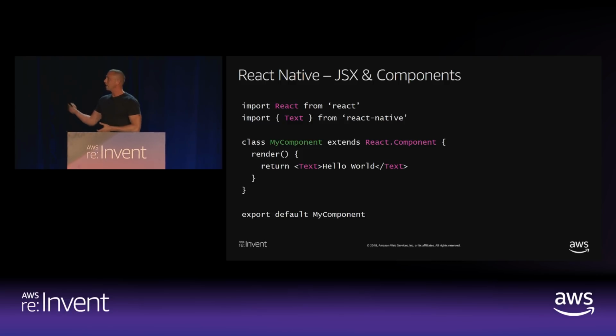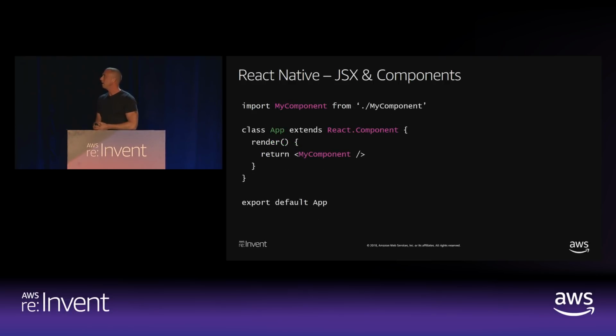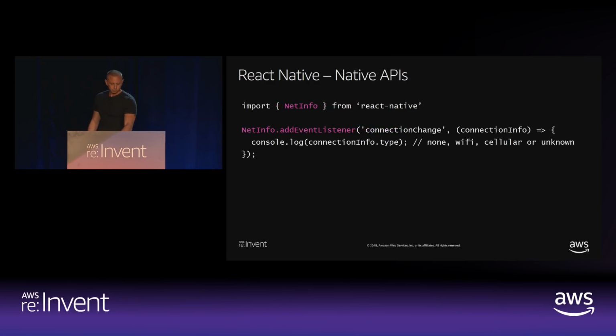But anyway, so you would create a component, and when you're ready to use the component, you just import the component, and then you use it similar to the way you would use any other of those primitives. So here we just have a my component that we created earlier. We import that, and then we just render that out as JSX.